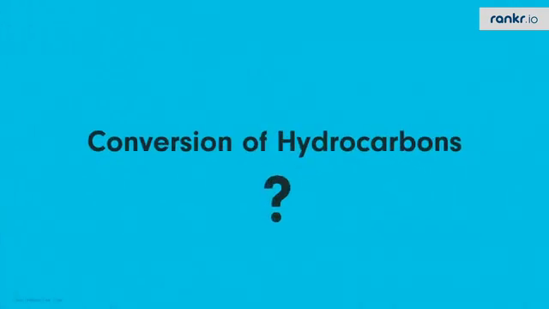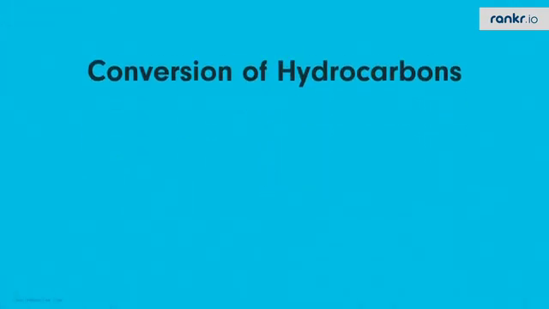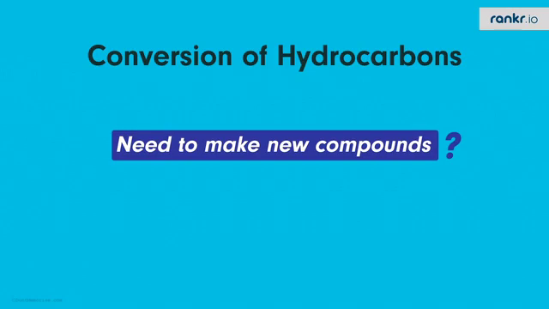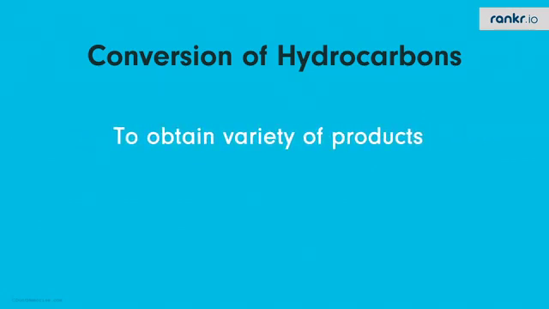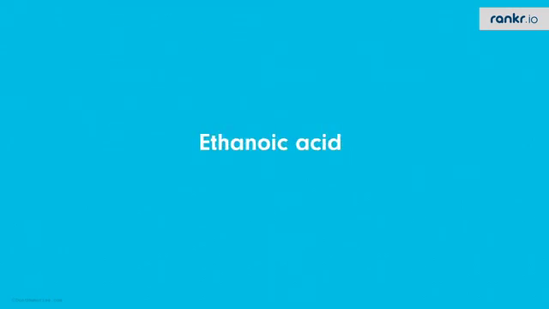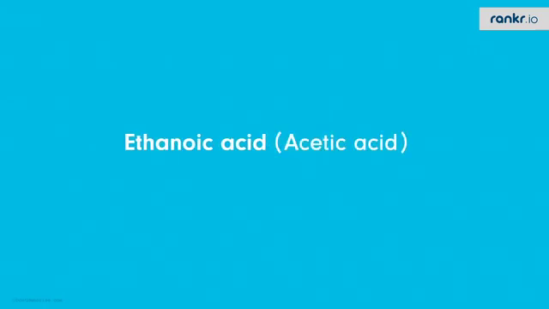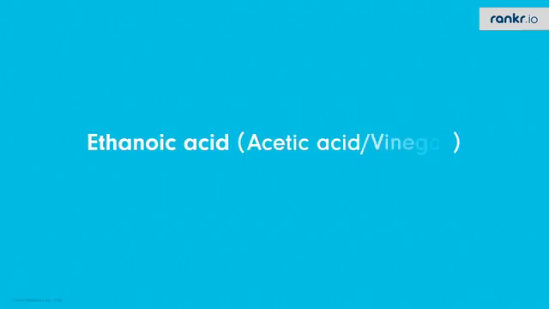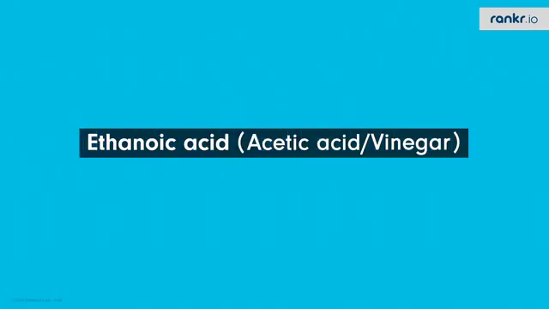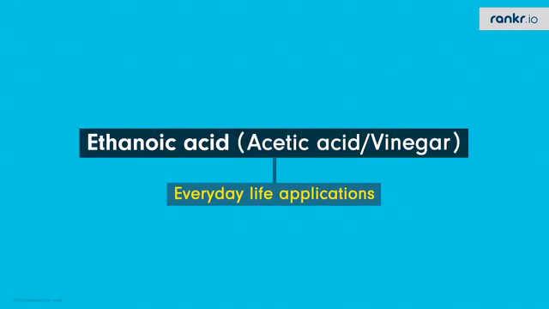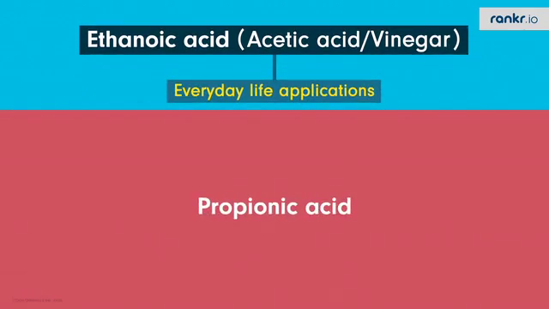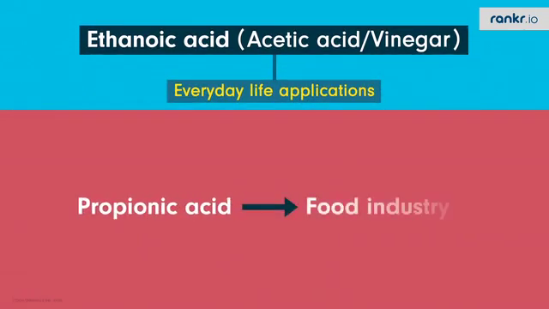Now tell me one thing, what is the need for converting the hydrocarbons? I mean, why do we need to make new compounds by changing the functional groups? Well, that is because we obtain a variety of commercially important products. Ethanoic acid that is obtained from ethanol is nothing but acetic acid. It is used in low concentrations in vinegar. And we know that vinegar has several applications in daily life. Similarly, propionic acid has applications in the food industry.